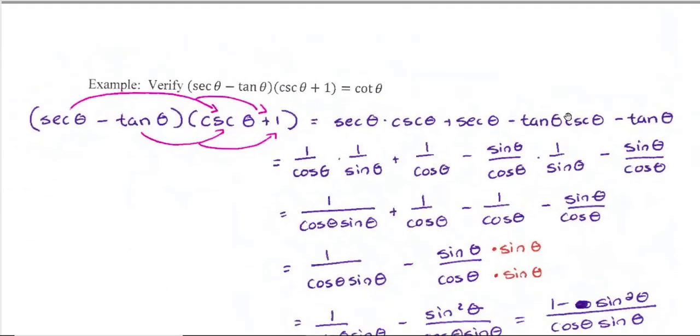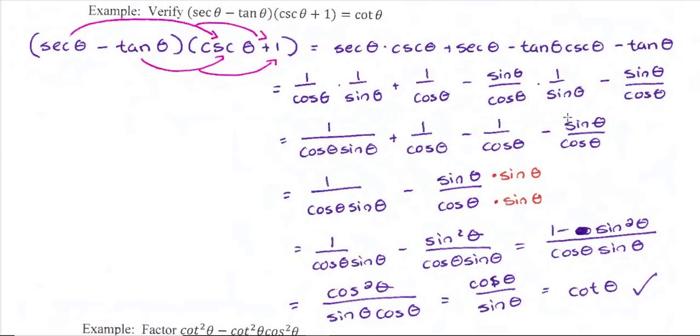Let's do another verify. And again, what you want to do is follow your algebra instincts. So when you see something like this, something minus something times something plus something, you're probably thinking, oh, I should do that thing that my teacher taught me called FOIL. So everybody in the first group is going to get multiplied to everybody in the second group. So secant times cosecant, secant times 1, negative tangent times cosecant, negative tangent times 1.